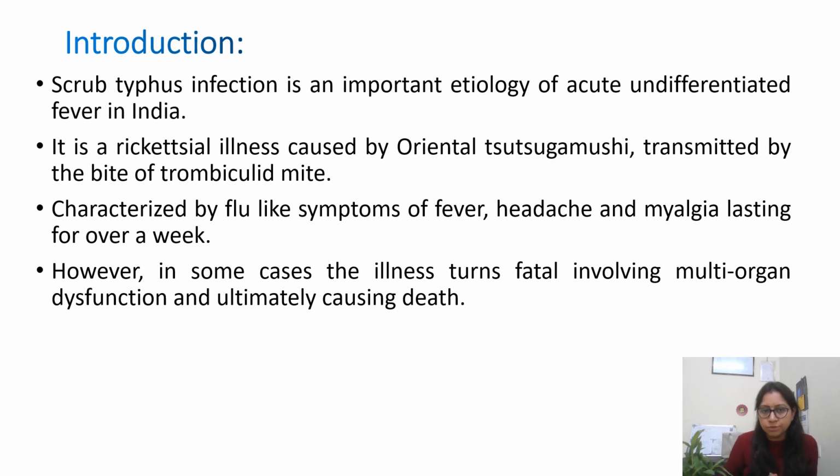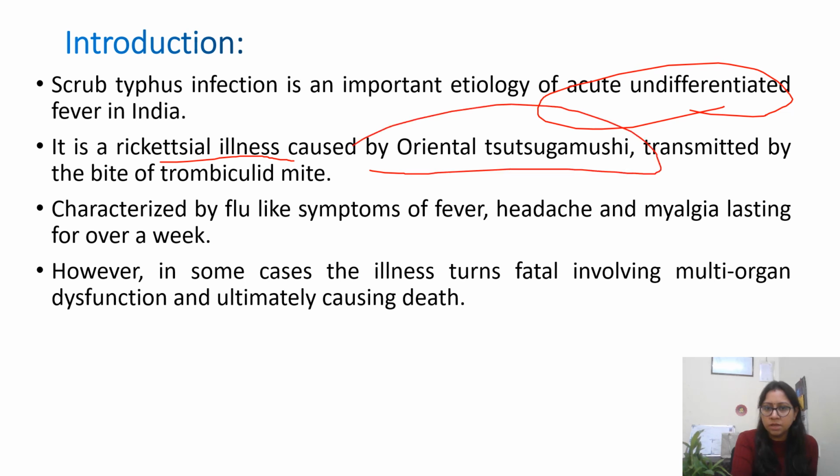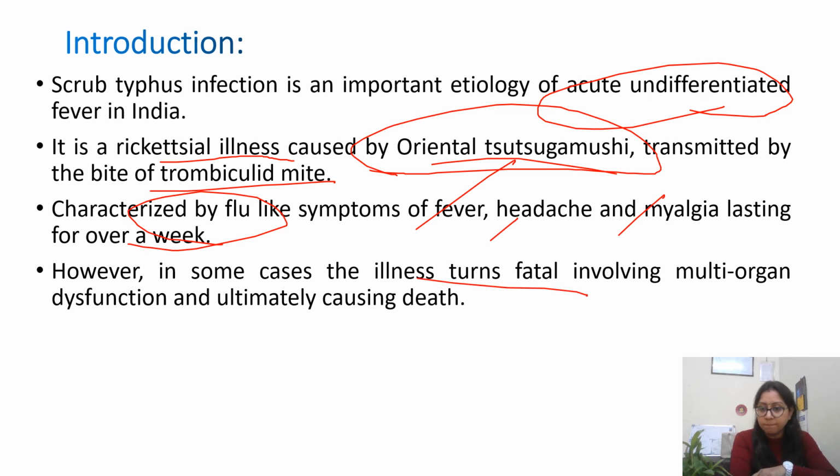So a few words about scrub typhus. It's an infection and important etiology of acute undifferentiated fever in our country. It is basically a rickettsial illness which is caused by the organism Orientia tsutsugamushi, and this is transmitted by the bite of the trombiculid mite. So how does the patient present? Patient will have flu-like symptoms like fever, headache, myalgia, which may last for a period of more than a week. And in some cases, it can turn out to be fatal, culminating in multi-organ dysfunction and eventually causing death in certain cases.